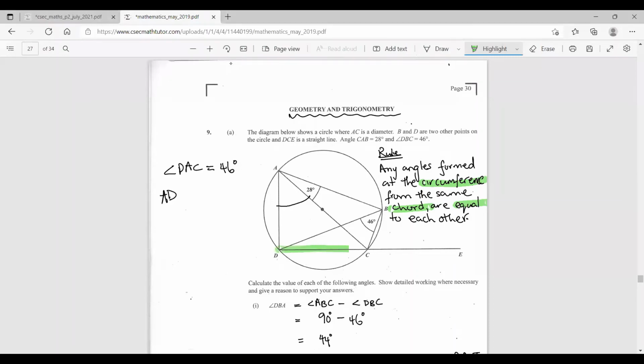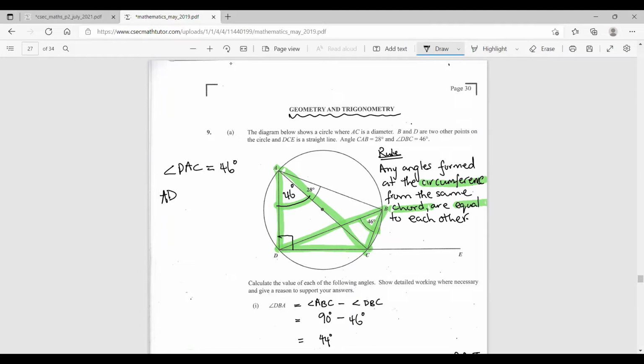So common chord, the AC is equal to 46 degrees. Let's run it again. Two lines formed at the circumference from the chord DC. Therefore, the two angles at the circumference will be equal to each other. Therefore, here will be 46 degrees.